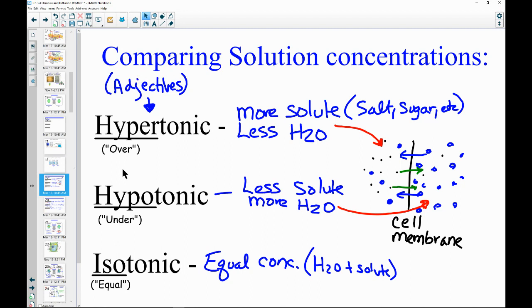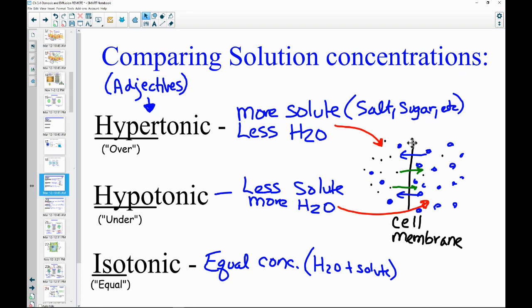And I wanted to point out that these terms are adjectives. If we have a cell membrane, there are two different concentrations, what's called a concentration gradient. This is an adjective to describe whether the concentration has more or less solute in water than the other side. If the two sides are equal, then we say isotonic, that they are both equal to each other. And we're going to discuss the concentration on either side of our membrane, inside the cell versus outside the cell, because as we've seen, it's going to affect what happens to our cell.